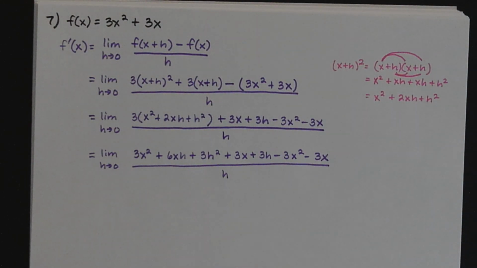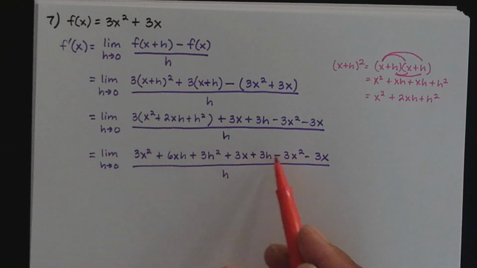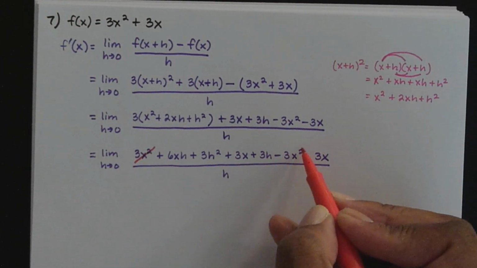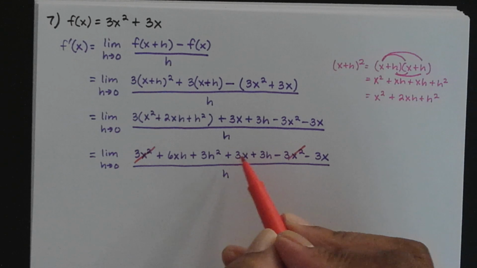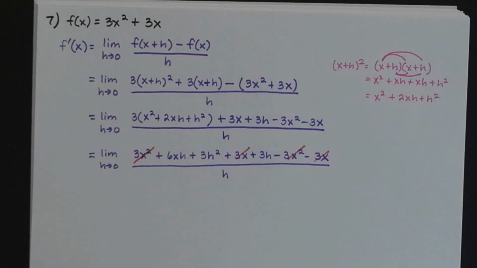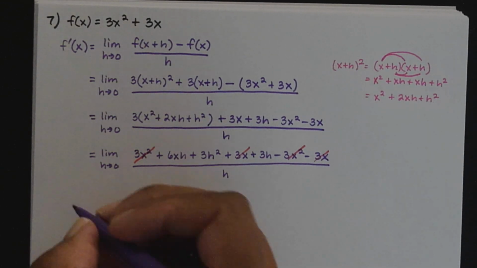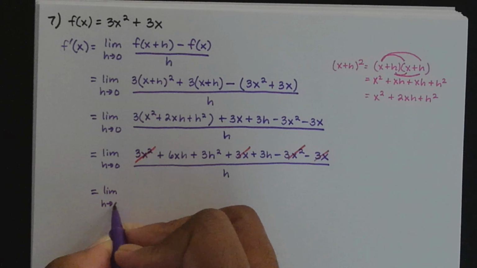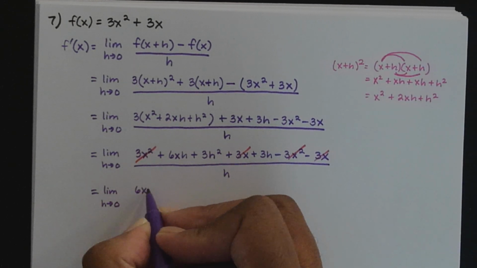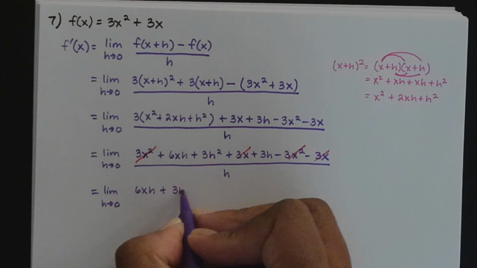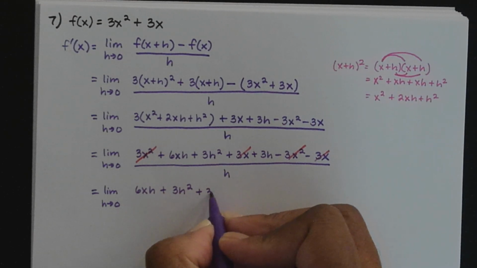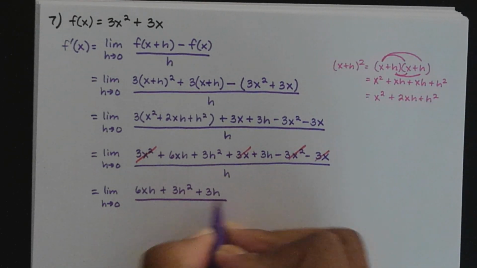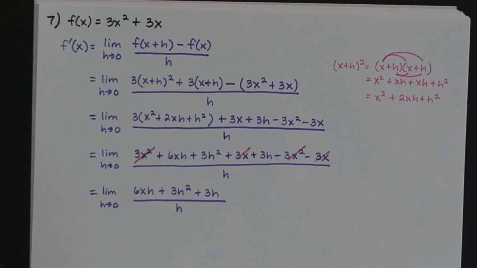Any term that doesn't have an h in it should go. Like 3x squared and minus 3x squared, that's gone. 3x and a minus 3x, that too is gone. So here, the limit as h approaches 0 of 6xh plus 3h squared plus 3h. Whole thing is divided by h.